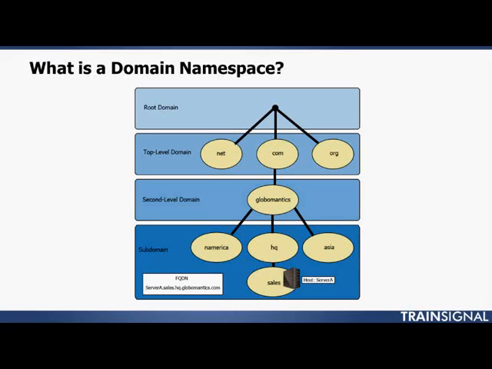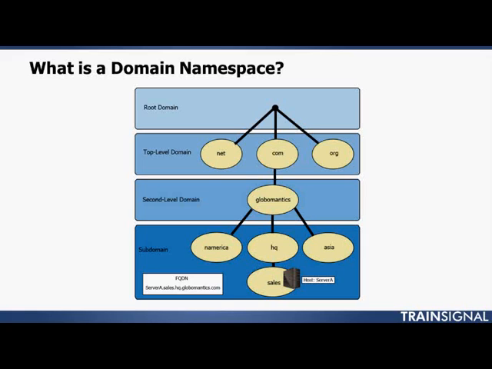we have here. We have some subdomains which might be northamerica.globalmantics.com or HQ for headquarters.globalmantics.com or asia.globalmantics.com. And believe it or not, from there we can move down into further subdomains. So I have an example here of sales, which is a subdomain of the HQ domain. And if you were to put that all together, you get sales.hq.globalmantics.com.